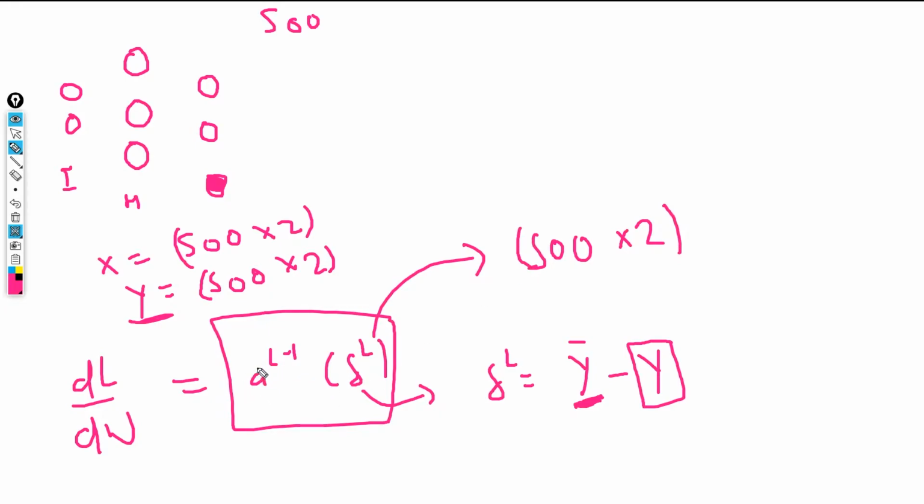And now what we have to do is take the activation value from the previous layer. Now we have to check what the shape of this is. We have three neurons here, so we will have three activation values, a, a, a. And as we have 500 examples, the output is going to be 500 times 3.